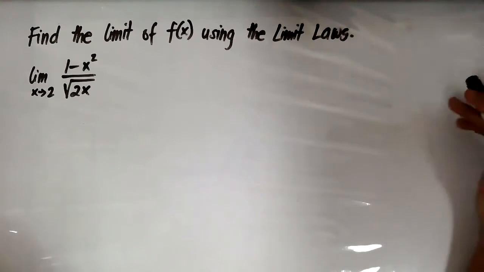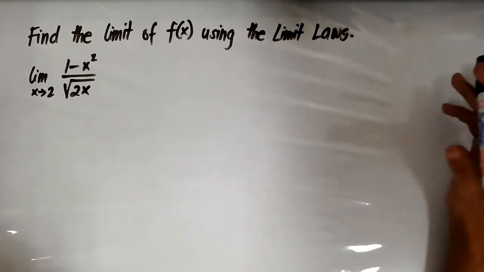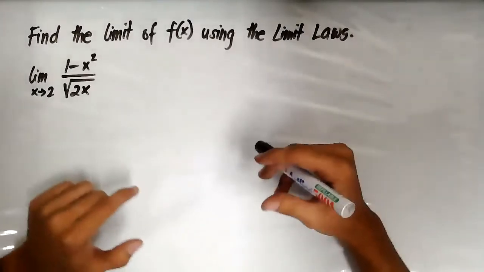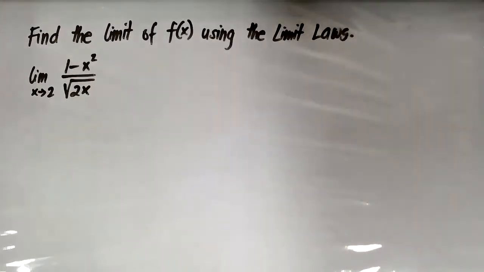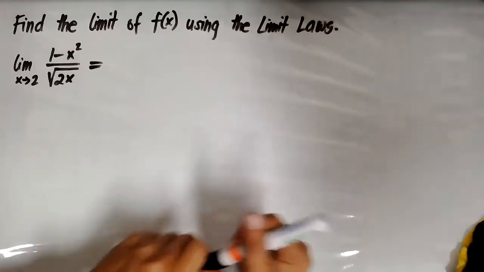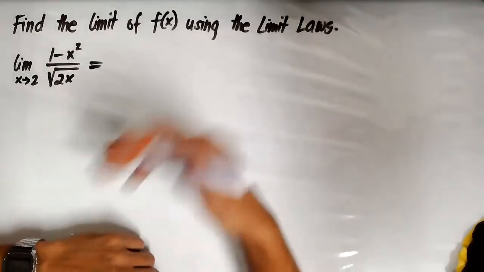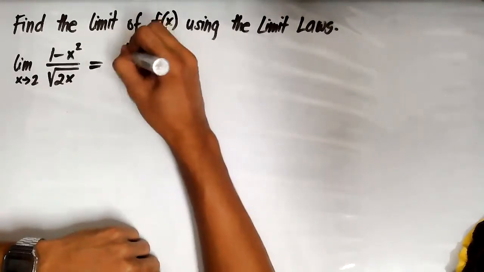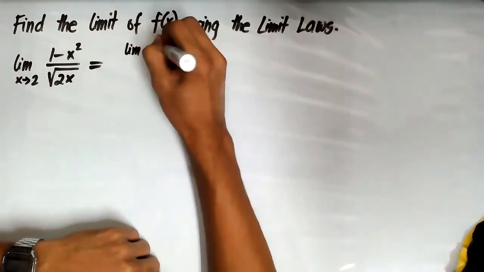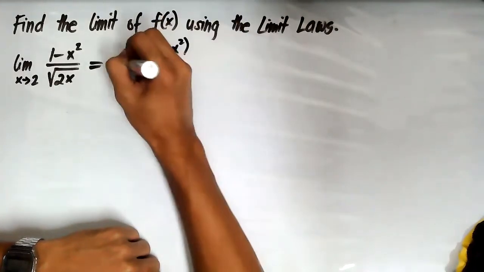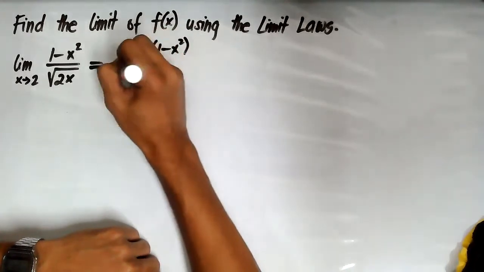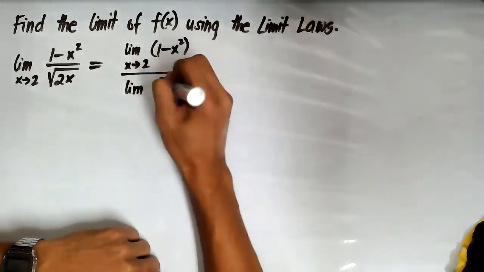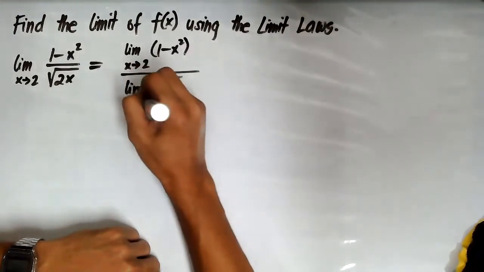So now let's answer this limit problem that really seems hard at first look, and basically break it down to the point where we can use those basic limit laws and get the individual limits and see what we can do. So let's start with getting the limit of this function by applying first the law of the quotient, the quotient of two functions. So this will be equal to the limit of 1 minus x squared as x approaches 2 all over the limit of the square root of 2x as x approaches 2.